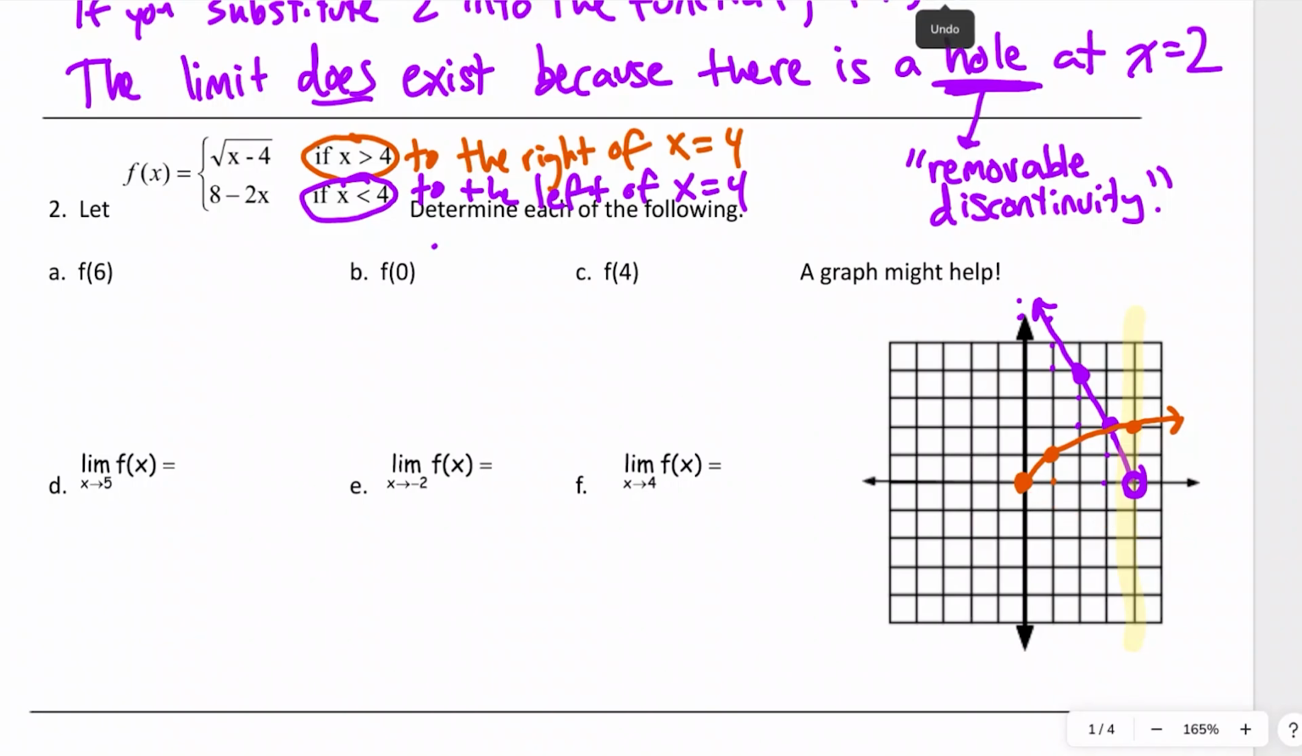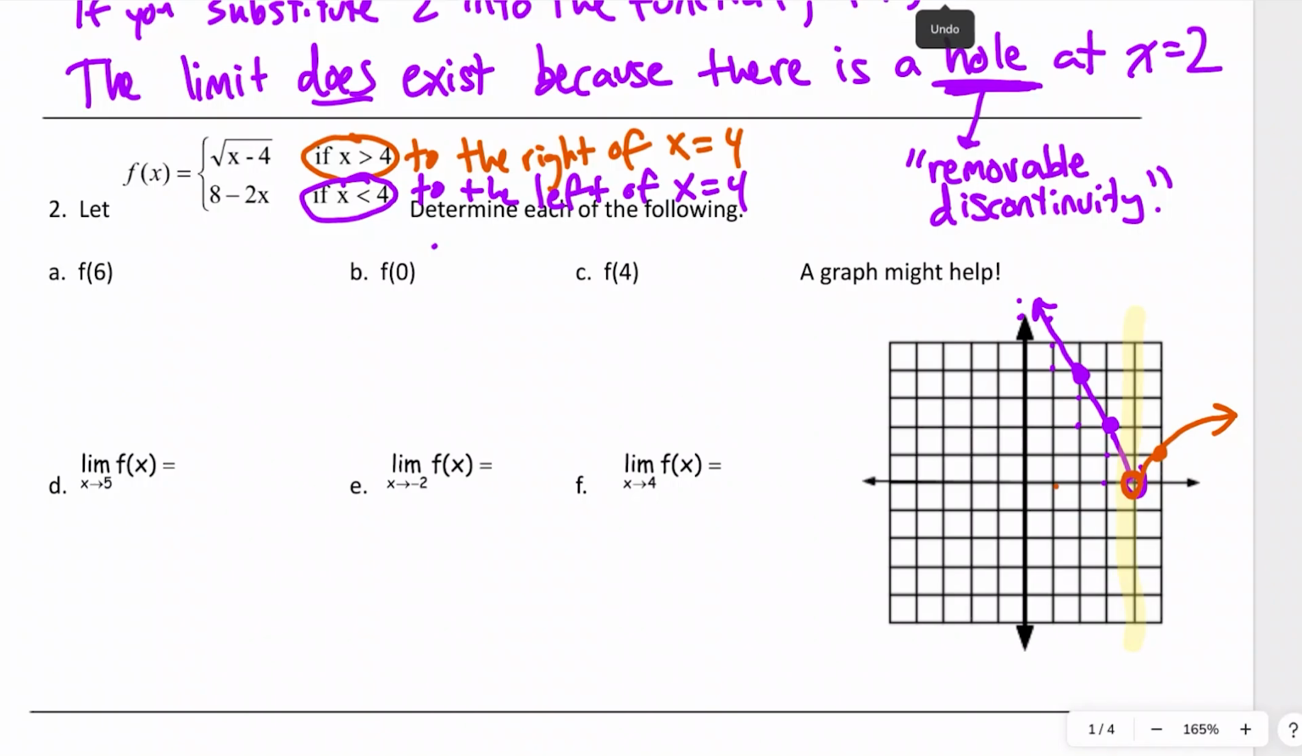Now, this is the parent function. This is just y equals square root of x. But this is x minus 4. So that's going to shift this to the right 4 units. So let's get rid of all this and start over here at 1, 2, 3, 4. We've got an open circle because it's not equal to. And then we can't really fit much on here, but the graph is basically going to go something like this.